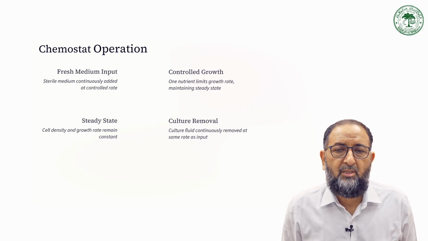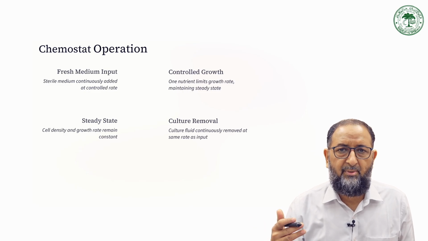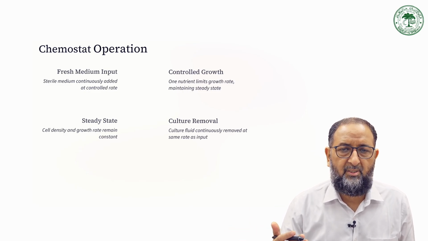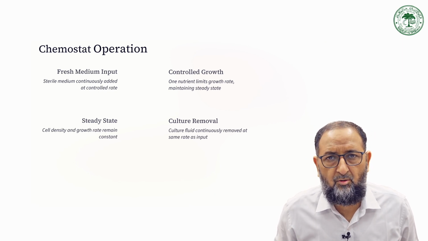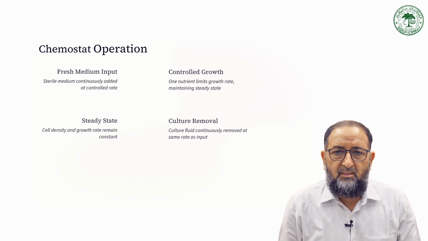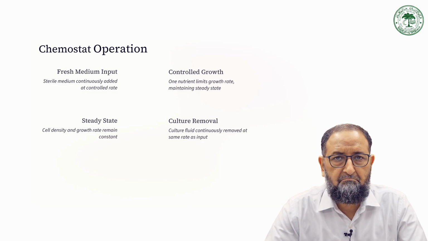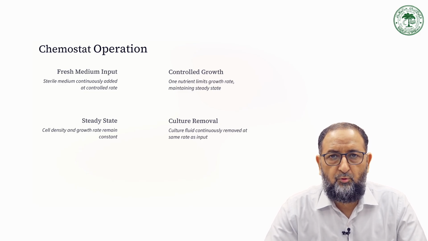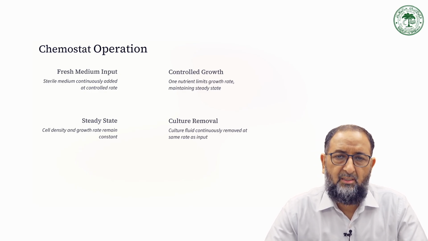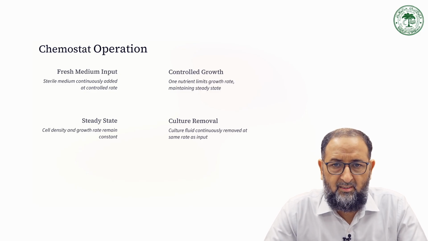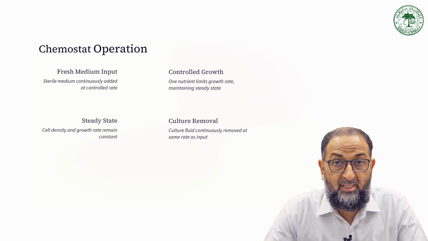Now, why is it a controlled rate? Because if you don't provide a controlled rate, then the media may be disturbed and the culture may either grow too fast or grow too slowly. So you have to provide very controlled nutrients in order to control growth. Controlled growth means one nutrient limits the growth rate. Right? For example, say some antibiotic or some growth factor, so a single supplement should control the whole growth of the cell, right? So maintain the steady state. Steady state means the cell density and growth of the culture remain the same.